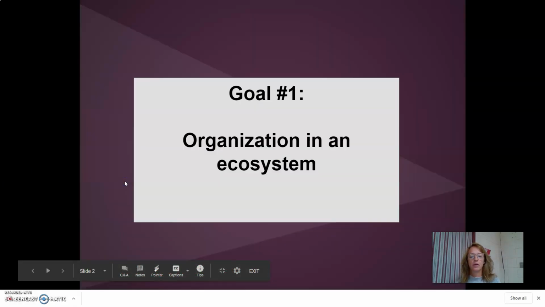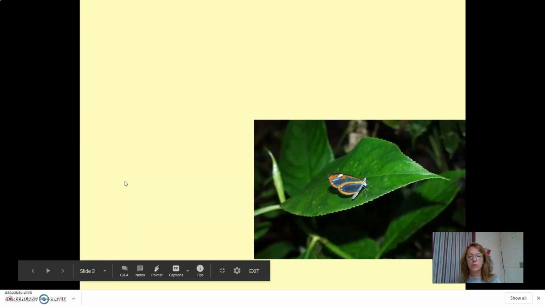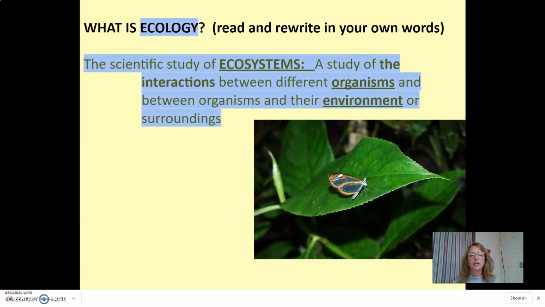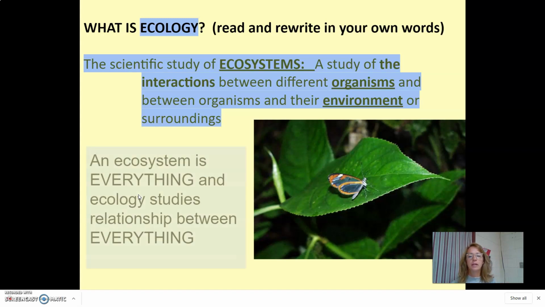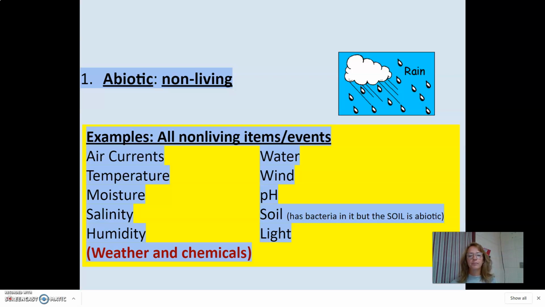Okay, first goal is how is an ecosystem organized? You need to know the definition of ecology. Ecology is what is blue here, the study of an ecosystem. And an ecosystem is the interactions of everything around you. So an ecosystem includes living and non-living things that we study, and by studying that, we are studying ecology. So lots of words kind of for the same thing, but make sure you can define them.